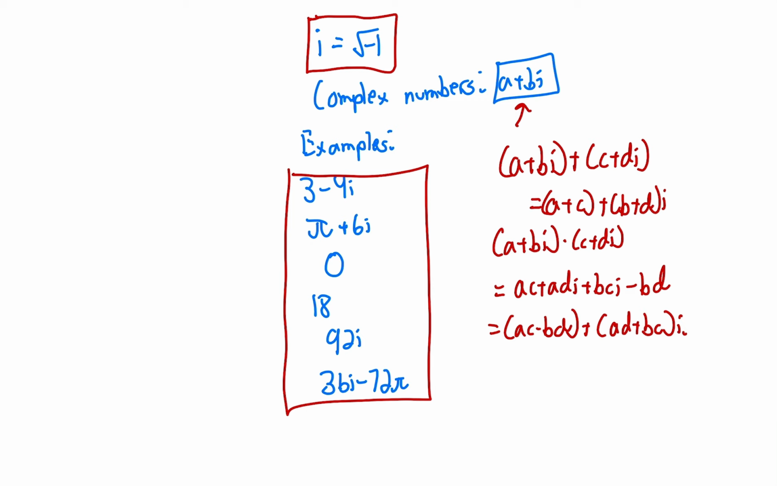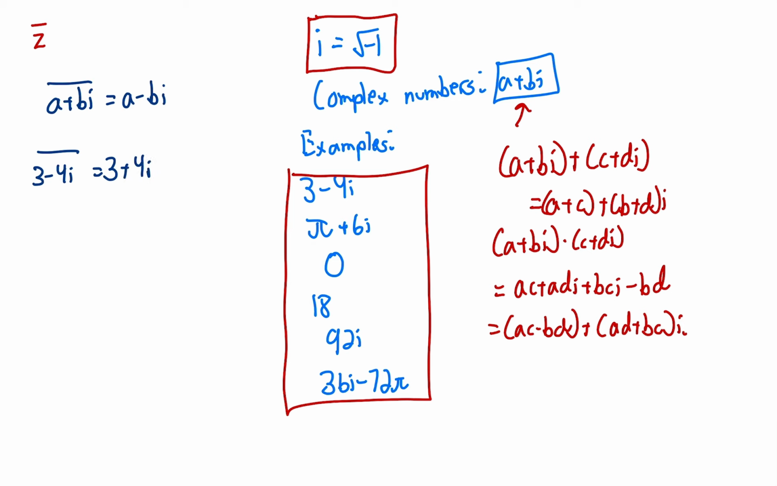Now, how do we deal with conjugates? And what even is a conjugate? Let's say we have a complex number z and we want to find its conjugate. Let's take any complex number a plus bi and define its conjugate to be a minus bi. So for example, the conjugate of 3 minus 4i is 3 plus 4i.